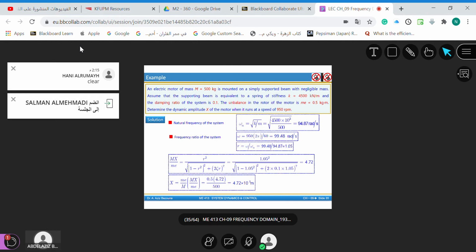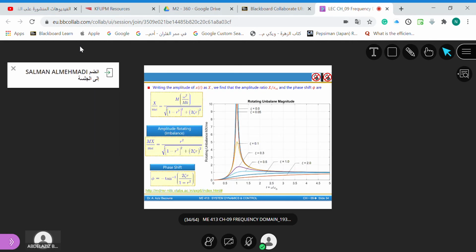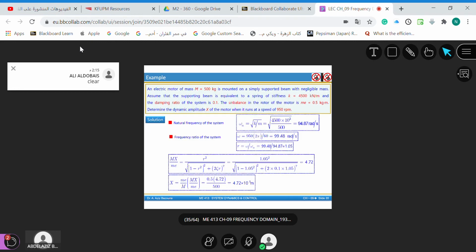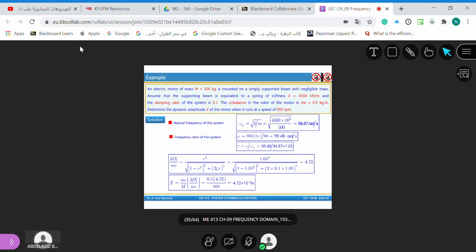So here we have, I think, one small example to be solved. An electric motor of mass 500 kilograms is mounted on a simply supported beam with negligible mass. Assume that the supporting beam is equivalent to a spring constant k of 4,500 kilonewtons per meter, and the damping ratio is 0.1. The imbalance in the rotor is m e equal to 0.5 kilogram meter.